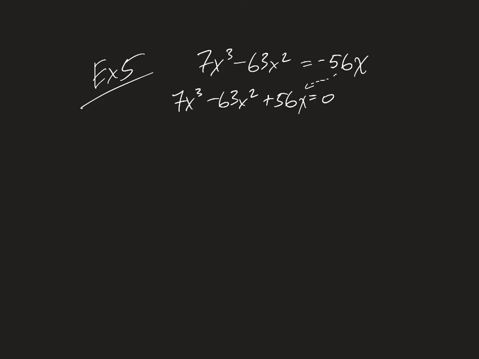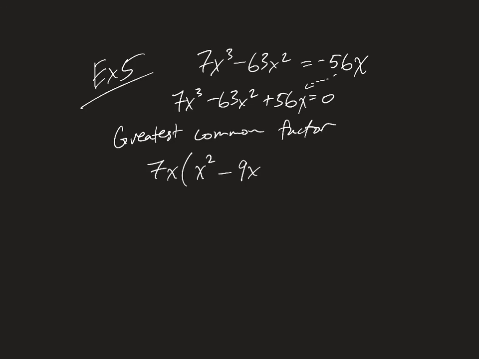So now you've got a greatest common factor. It looks like we can take a 7x out of every term. 7x times x squared gives you 7x to the third. 7x times 9x gives you 63x squared. And 7x times 8 gives you 56x. Now the resulting trinomial can be factored again in this case. X minus 8, x minus 1.